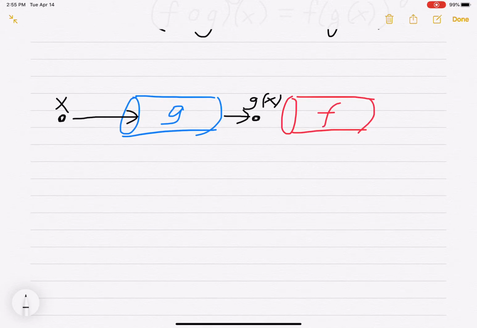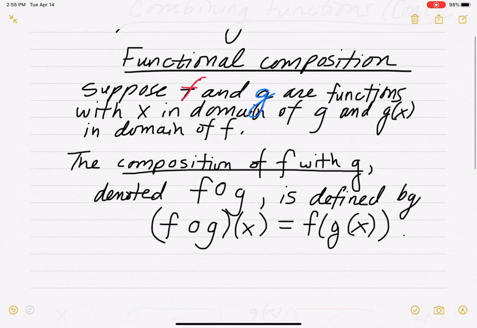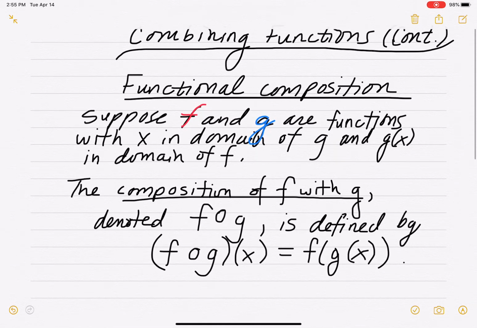Now we're also told that g of x gets plugged into f, right? G of x gets plugged into f. What comes out the other side? Well, f of, what was the input? G of x. F of g of x is the output. Okay. That's our setup. So suppose f and g are functions with x in the domain of g, and g of x in the domain of f.